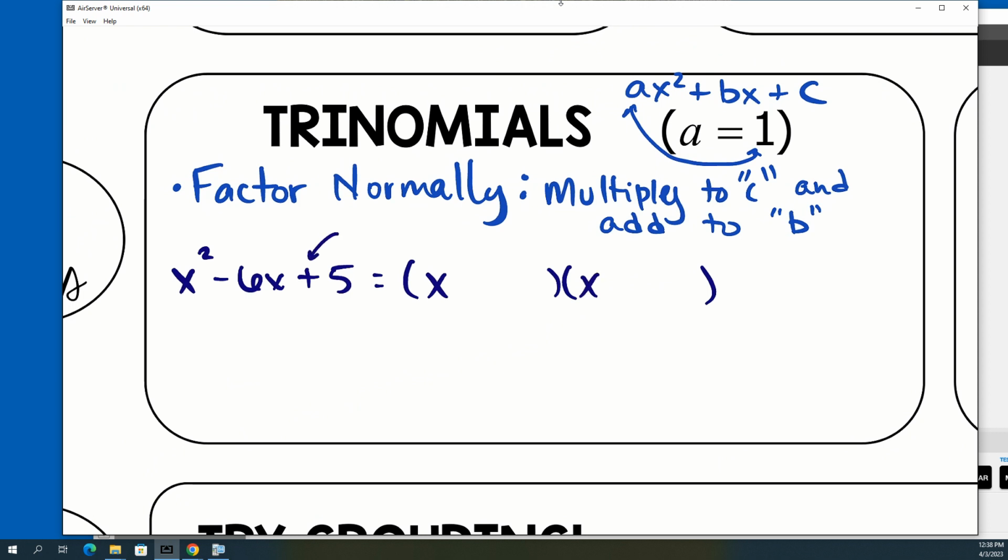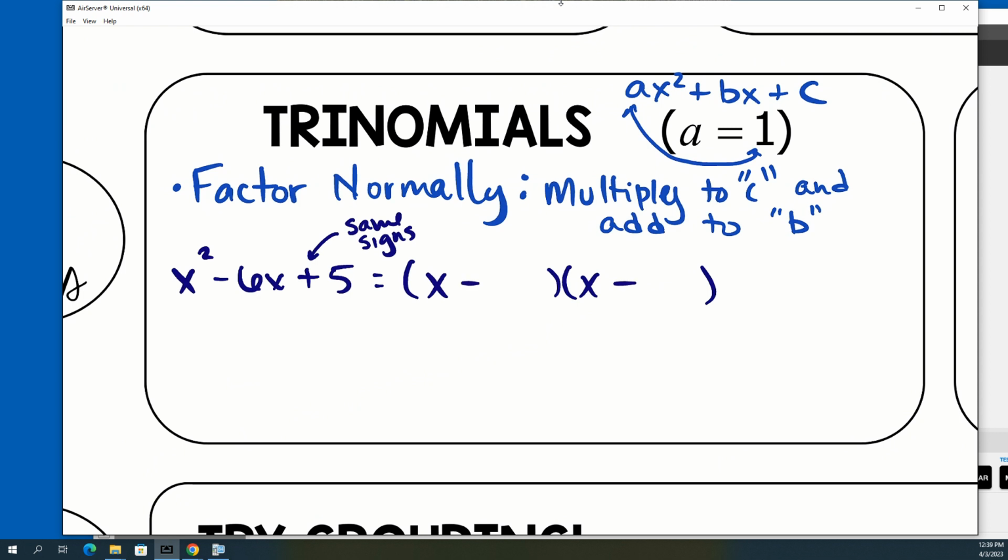What does this plus sign tell you about the signs inside your parentheses? Do you remember? It tells you they're either the same or different. It tells you they're the same. And to figure out what they are, you look at the other sign in the problem, which is a minus. So it's two minuses.